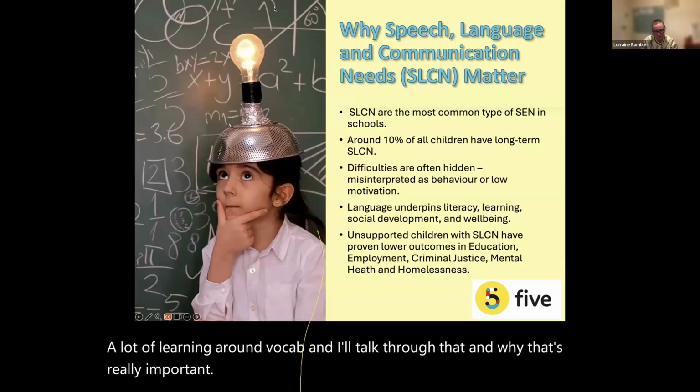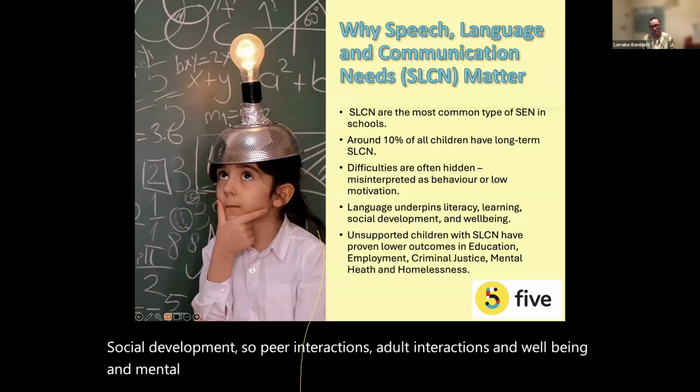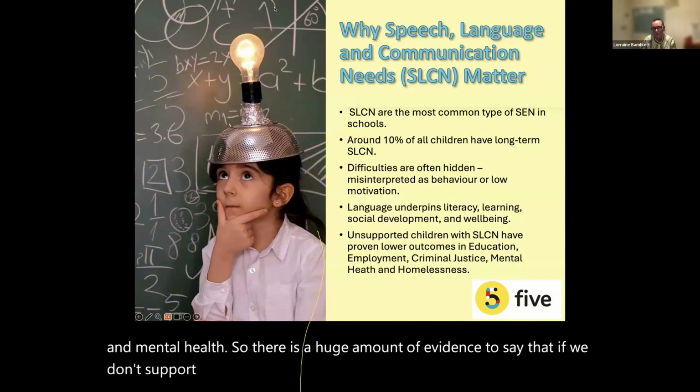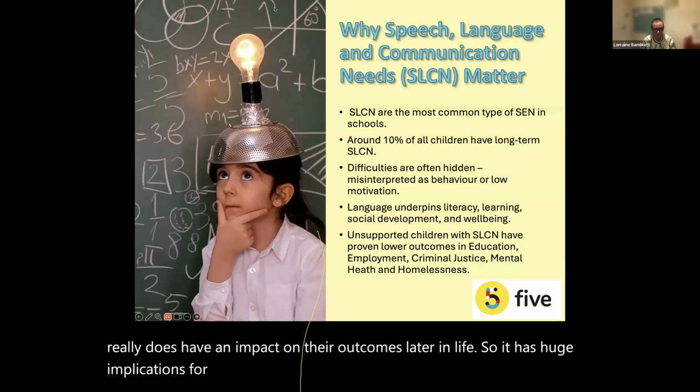Social development, so peer interactions, adult interactions, and well-being and mental health. There is a huge amount of evidence to say that if we don't support children with speech, language, and communication needs, it really does have an impact on their outcomes later in life. So it has huge implications for educational outcomes, so GCSEs, SATs, all of that kind of stuff.